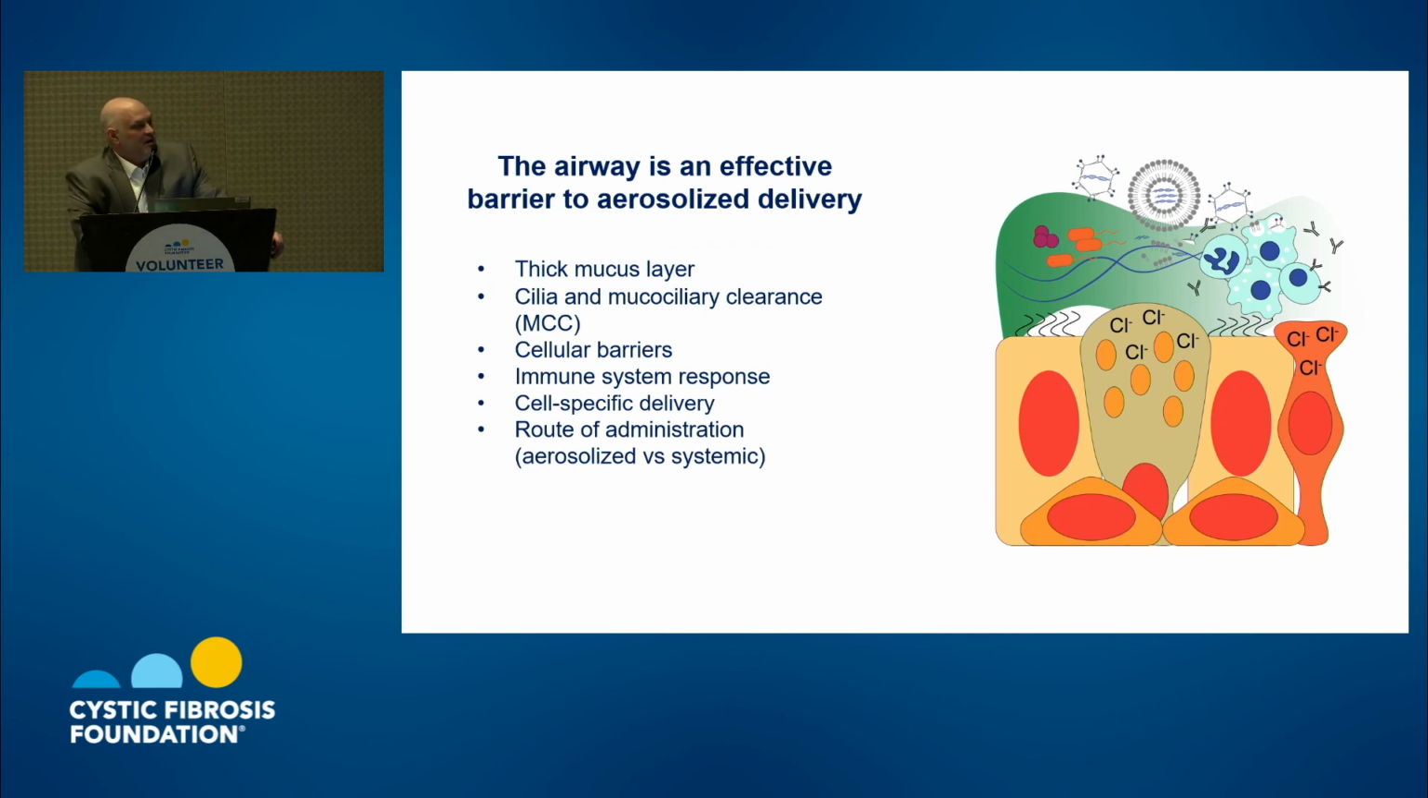And I'm not going to spend a lot of time on this. The challenge is that the airway, as both Kara pointed out and Mike pointed out, our lungs, are actually this amazing organ that has evolved to keep everything out. And we breathe in millions and millions of pathogens and particulates every day. And for most people, we clear those out. Even in the CF lung, that's the case, that there's some clearance.